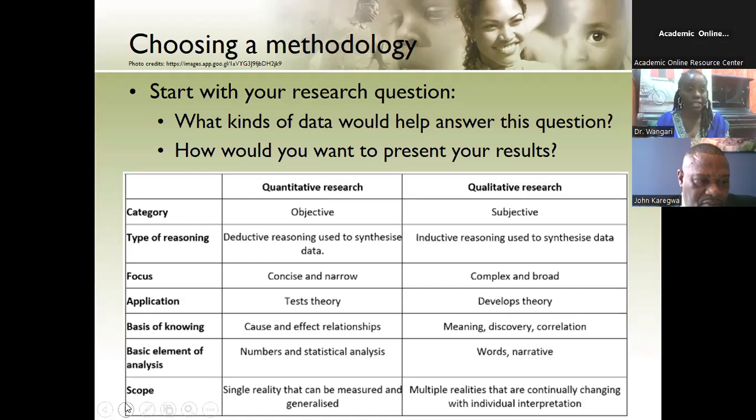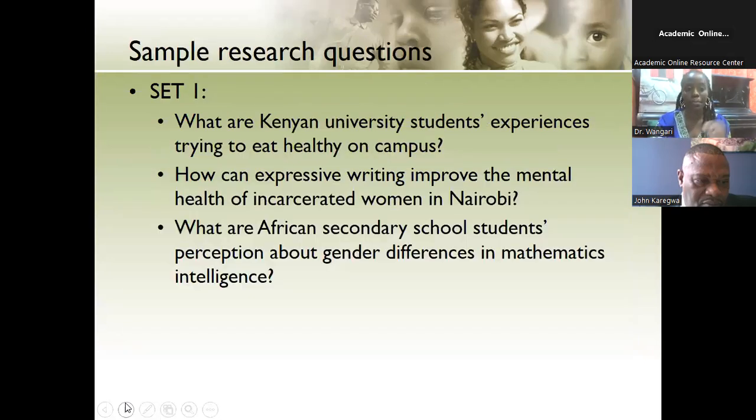For instance, if you are thinking about a question that would require frequencies, then that would be mostly quantitative research. And if you have a question that has a lot of narrations and stories, that's mostly qualitative research. So you'll find that the basic element of analysis distinguishes what kind of research methodology you pick and therefore which methods you use.